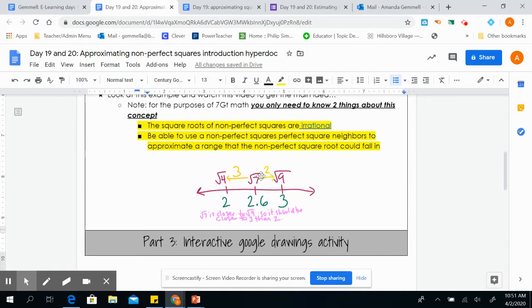Okay, so here I have put square root of 7. Okay, 7 is not a perfect square. The closest perfect squares to the square root of 7 are square root of 4 and square root of 9. The square root of 4 is 2. The square root of 9 is 3. Okay, 7 is 3 away from 4, but it's only 2 away from 9. Therefore, the square root of 7 is closer to the square root of 9, so it needs to be closer to 3 than it is to 2. So I said about 2.6.